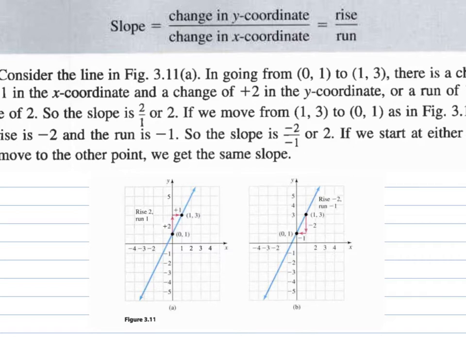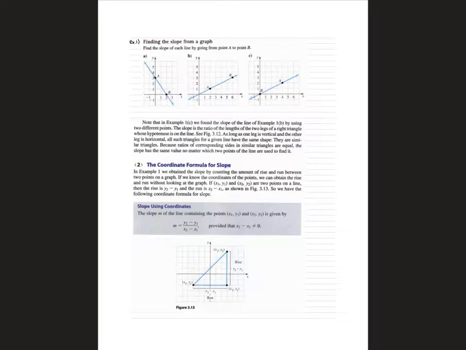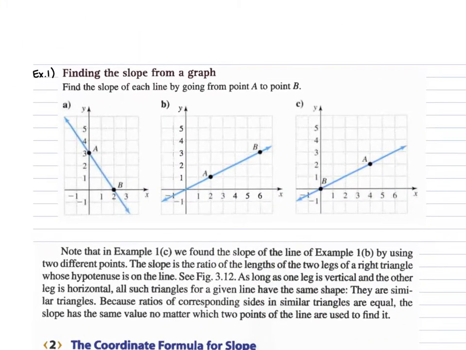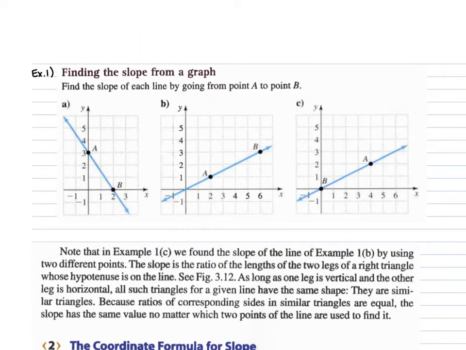So if you're going up and to the right, it's going to be positive. If you're going down and to the left, it's going to be negative. Down and to the right, it's going to be negative. With these, again, it's just your rise over your run. So it's the change of your vertical points, or your y values, over the change of your horizontal, your x values. If we look at the first examples, we're just using the graphs to find the slopes.